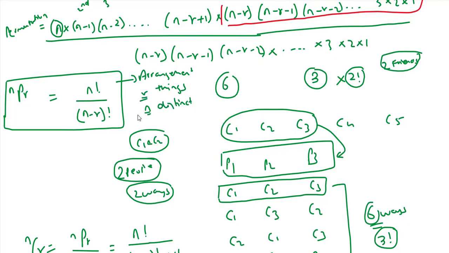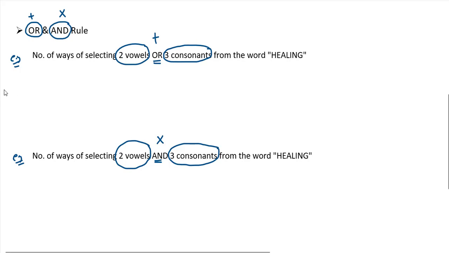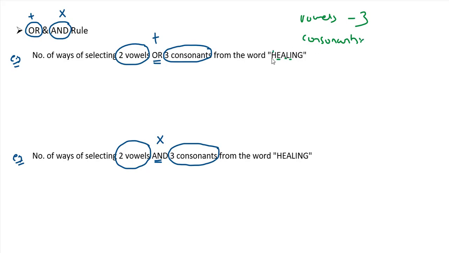Now let us go back to the previous question that we have left. In this, we have to find the number of ways of selecting 2 vowels or 3 consonants from the word healing. So let us first count how many vowels are there. So E, A and I, there are total 3 vowels, and consonants, there are 1, 2, 3, 4. So now you need to select 2 vowels out of these 3. So we'll use combination, that will be given by 3C2, and you need to select 3 consonants out of the 4 consonants which are available. So this can be done in 4C3 ways.